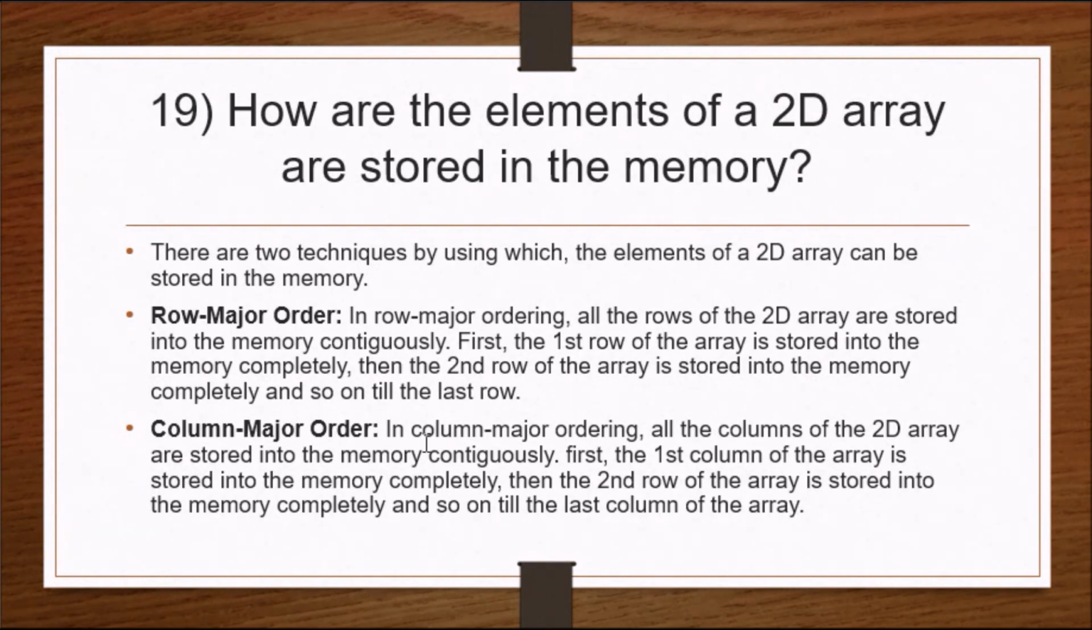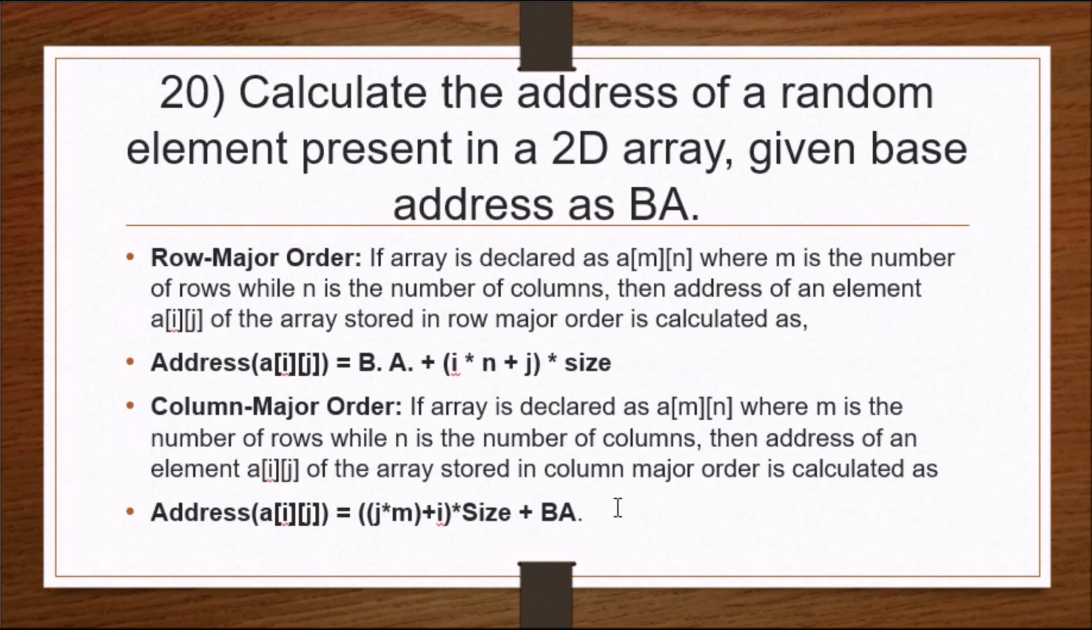In the column major order, all the columns of the 2D array are stored into the memory contiguously. First, the first column of the array is stored into the memory completely. Then the second column of the array is stored into the memory completely, and so on till the last column of the array.